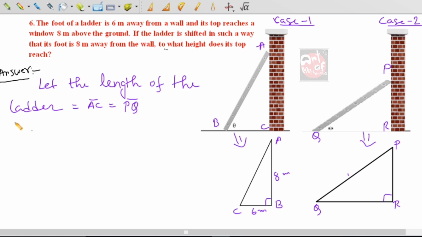Now it is told that the foot of the ladder is 6 meter away from the wall. So BC is what? BC is 6 meter according to the question. And AB is given as 8 meter. Why? It is told its top reaches a window 8 meter above the ground. So this is the ground level, and this is the 8 meter. So by Pythagoras theorem we can do it.